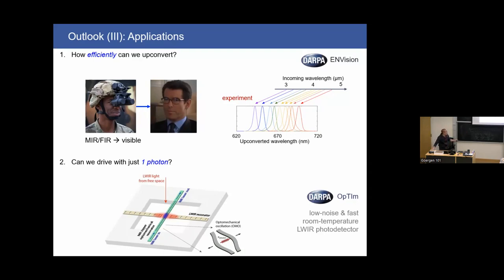So in this particular program, we are using optomechanical oscillators to further boost the effective quality factor of the resonators, which theoretically should be able to detect a few photons coming in from the far infrared light. So this is a program we are currently running. The goal is to essentially build low noise, fast, room temperature, far infrared photodetectors.